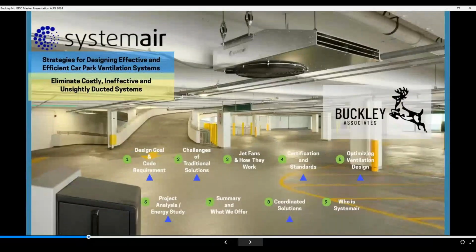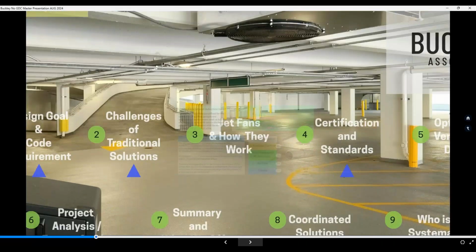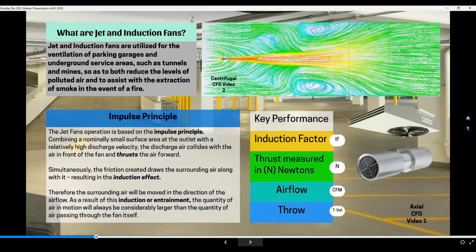So with that being the case, we look at the jet fan to be the solution. To understand the jet fans, we're going to talk about how they work. So first of all, a jet fan, its performance is not like any other type of fan. There's no static pressure to be concerned with, no fan curves. Any static pressure is internal to the fan. These are unducted systems. And they operate off the impulse principle.